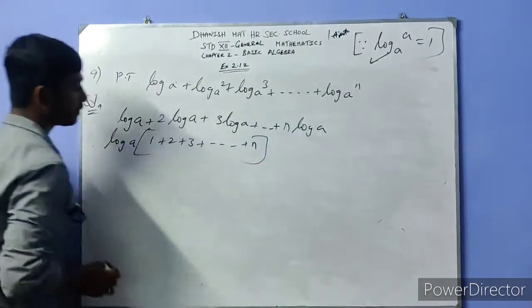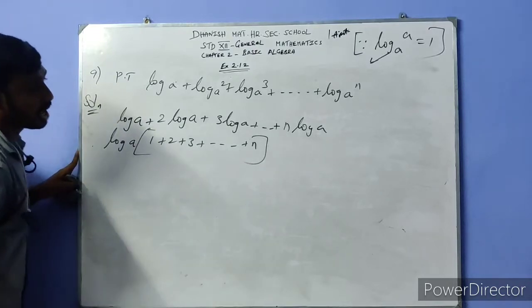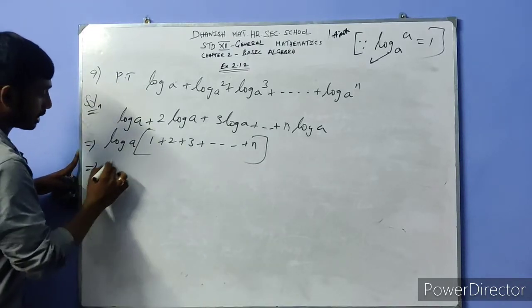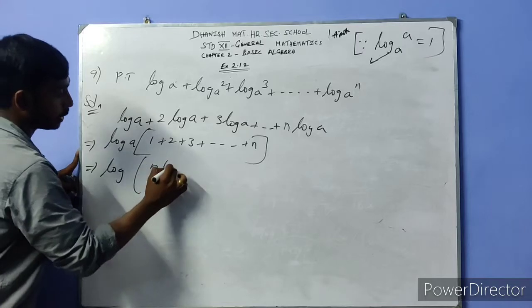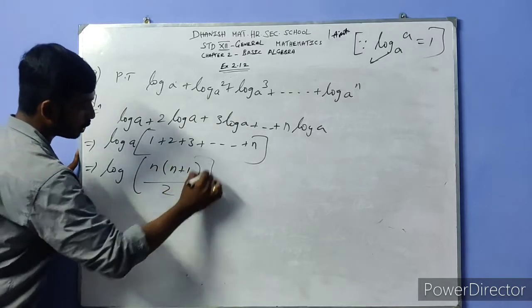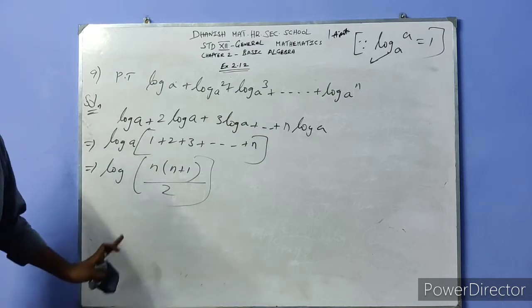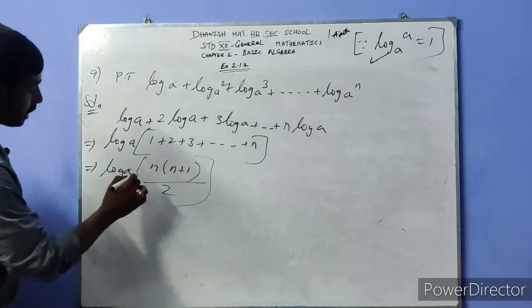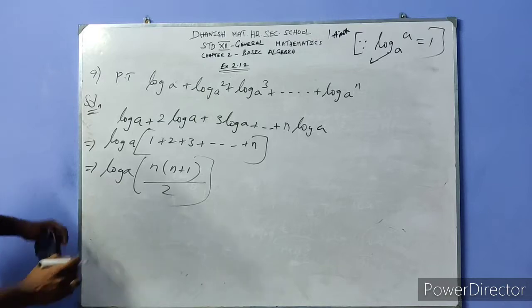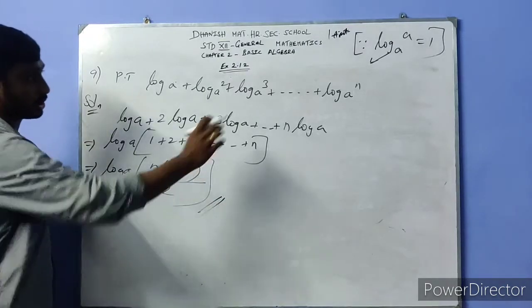So what is the formula for 1 plus 2 plus 3 up to n? That is, you write the formula: n into n plus 1 divided by 2. So it is log a times n into n plus 1 divided by 2. So this is the RHS value for this question.